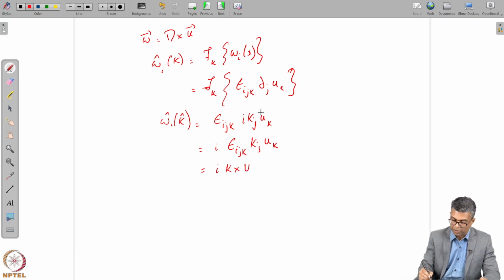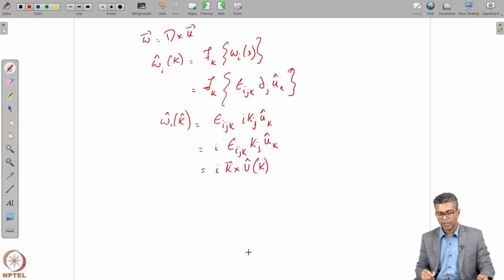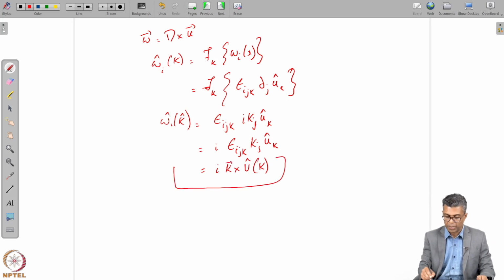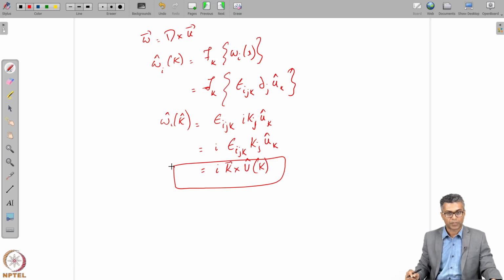But again, remember, I should point out that this kappa_j u_k is a Fourier transform, right? So kappa cross u of kappa. Kappa is of course a vector. Okay, i kappa cross u. So there you go. That's your answer. That's your answer. I hope this is clear.